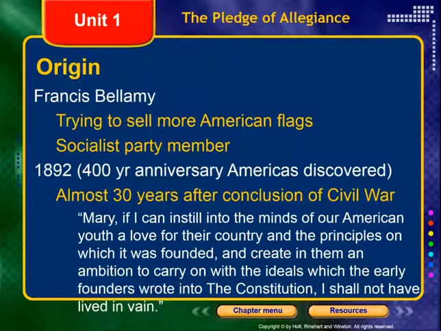And so as Bellamy worked for this magazine, they came upon the 400-year anniversary of the Americas being discovered by Christopher Columbus. If you remember the old rhyme, in 1492, Columbus sailed the ocean blue. So that was 400 years ago in 1892. And so it was going to be a special issue. And he wrote this Pledge of Allegiance, not only to sell more American flags, but he wanted to do it in such a way that would support patriotism among our young minds.